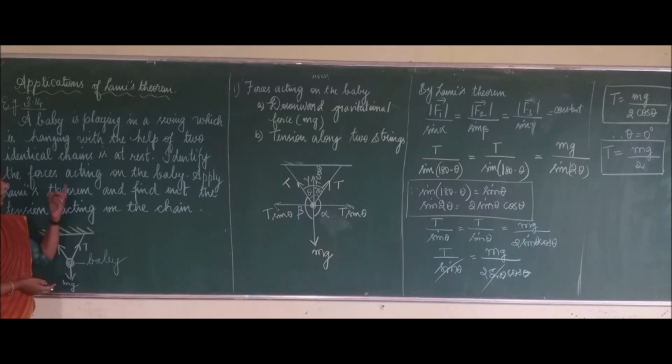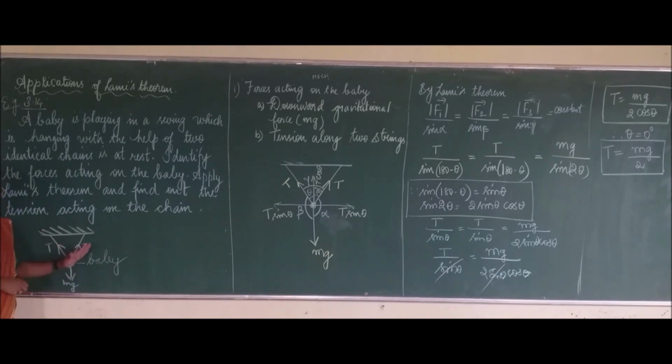Okay, so here is a baby, and he is playing in a swing. Initially the swing is at rest only, and we have to identify what are the forces acting on the baby and find out the tension with the help of Lami's theorem, right? So this is a free body diagram. Just consider the baby as a point mass.